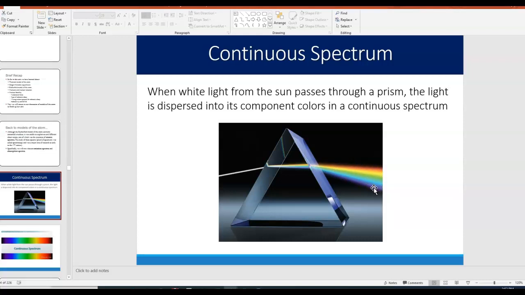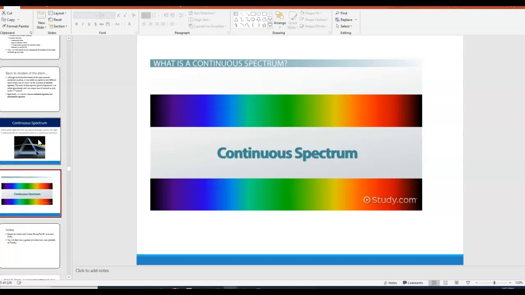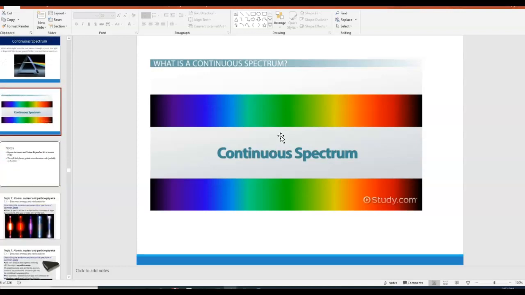And if you were to project this onto a wall or a piece of paper, you would see something like this. Okay, so this is called a continuous spectrum. It's a spectrum because it's a long range of things, and it's continuous because, well, there's no holes in the spectrum. Now, continuous spectrum comes from white light, breaking white light up into its individual pieces. Okay, so that's just to start with.